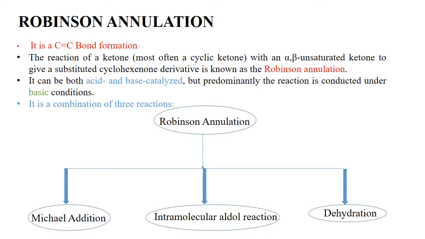After the intramolecular aldol reaction, the third step is the dehydration. In this step, a water molecule leaves and gives an alpha beta unsaturated carbonyl system. That must be a cyclic one in the Robinson annulation reaction. That cyclic system will be the cyclohexenone system.